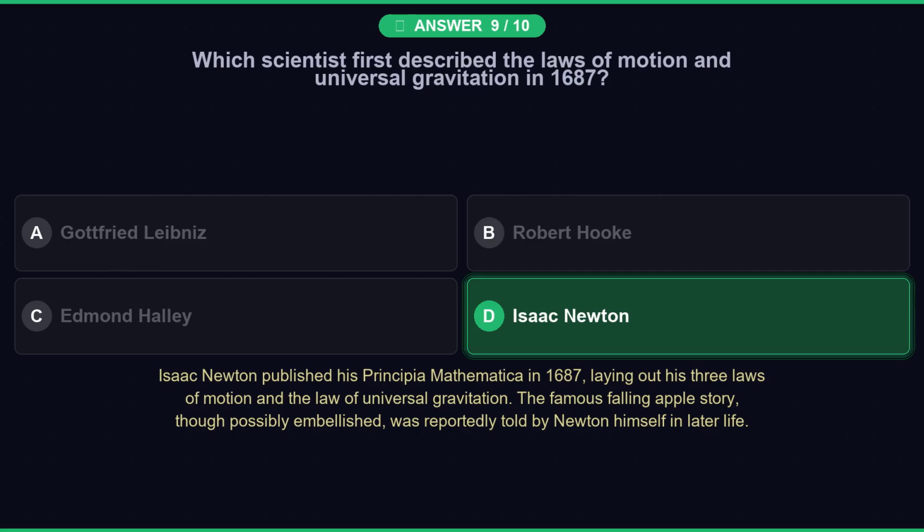The correct answer is D. Isaac Newton. Isaac Newton published his Principia Mathematica in 1687, laying out his 3 laws of motion and the law of universal gravitation. The famous falling apple story, though possibly embellished, was reportedly told by Newton himself in later life.